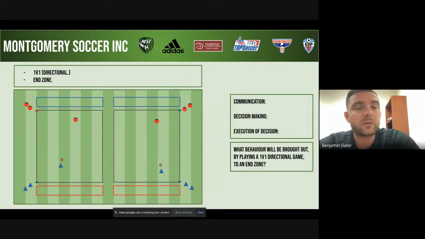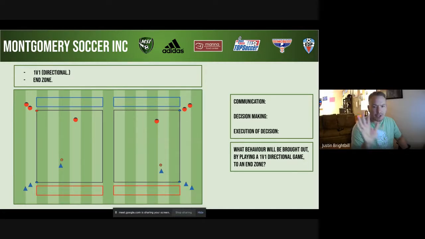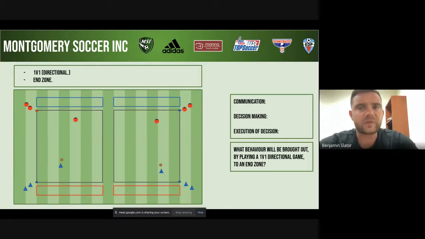Okay, 1v1 directional to an end zone. So why have we gone into an end zone, not a goal straight away? Anyone want to have a go at that? Why have we gone to an end zone and not a goal? Moving into space. Yeah, and why is it slightly easier to go into the space opposed to going to the goal? And who answered that? Sorry, that was Justin. Justin, sorry. So Justin, to build off your comment there, why space and not goal straight away?